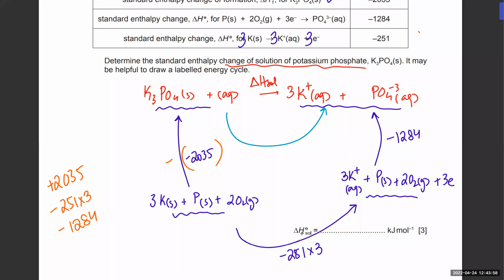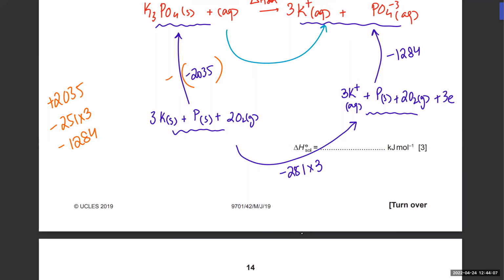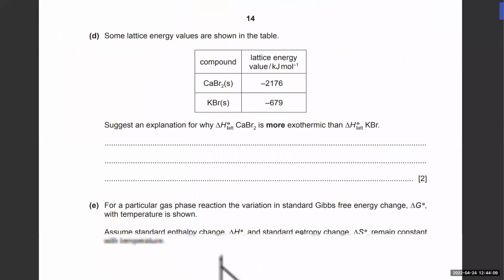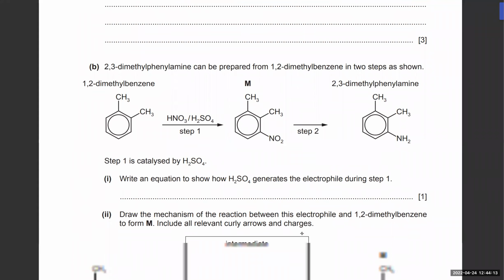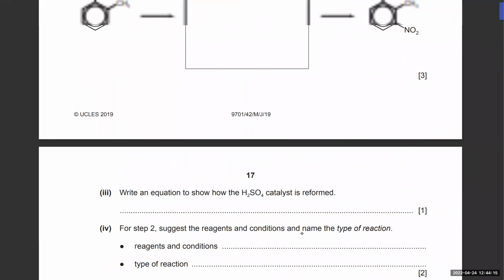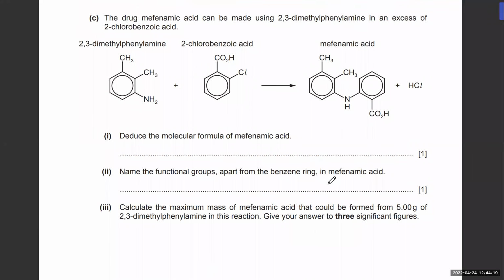Question 6 part C3. Calculate the maximum mass of this acid that could be formed from 5 grams of in this reaction. Give your answer to 3 significant figures.